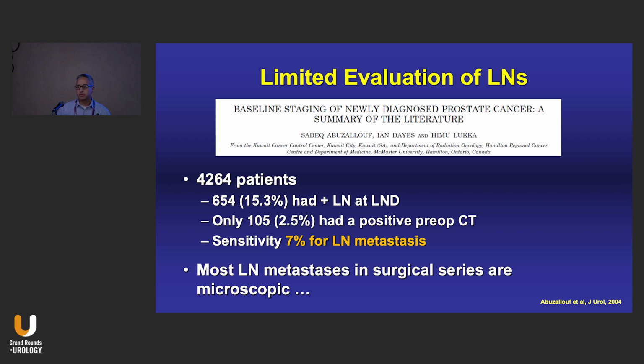And why is that? Look, most surgical series, when you're operating on patients, they don't have grossly positive lymph nodes, so the lymph nodes that are coming back positive are probably microscopic in nature.